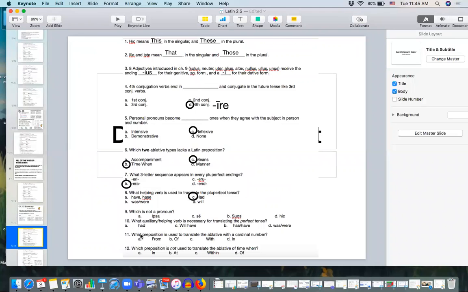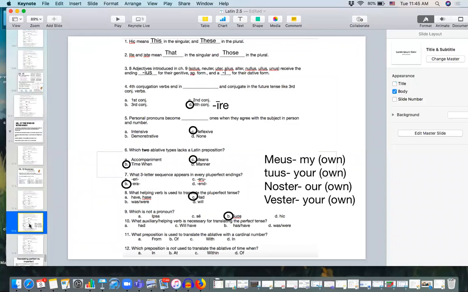Number 9, which one's not a pronoun? Ipsa, se, suos, or hic. Cora impressively in third period said it was suos, which is right. Ipsa is an intensive pronoun, like it'd probably be something like "she herself," depending on the context. Se is a third person reflexive pronoun that we're just looking at. It'd be like himself or herself as a direct object or ablative.